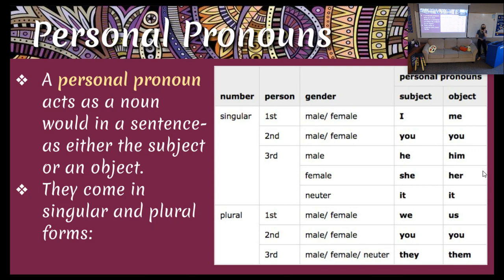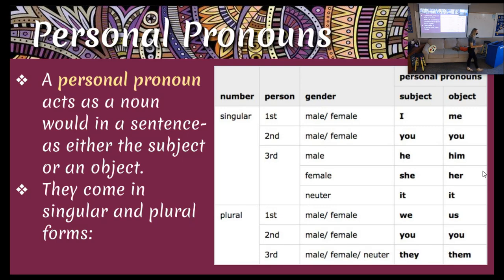So the first type of pronoun, the most common, that most of you put down as your pronouns, are personal pronouns. Personal pronouns act as a noun would in a sentence. So they'll either be the subject of the sentence, like I went to the store. Okay, I would be a personal pronoun acting as the subject. Or they can be the object of the sentence. So, Mason looked at him funny. Okay, so him would be the object of the sentence telling who Mason looked at. And we'll talk about all of that later on.